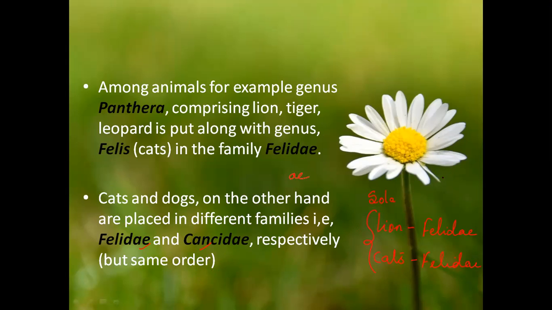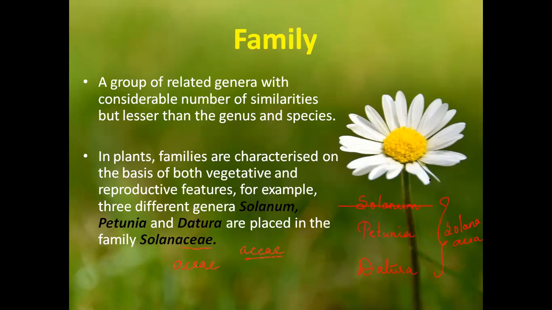Why is this important? Because when you write about the kingdom, for example kingdom Animalia, which we will study further, next is phylum or division, then class, order, family, genus, species. You have to write down all these things.